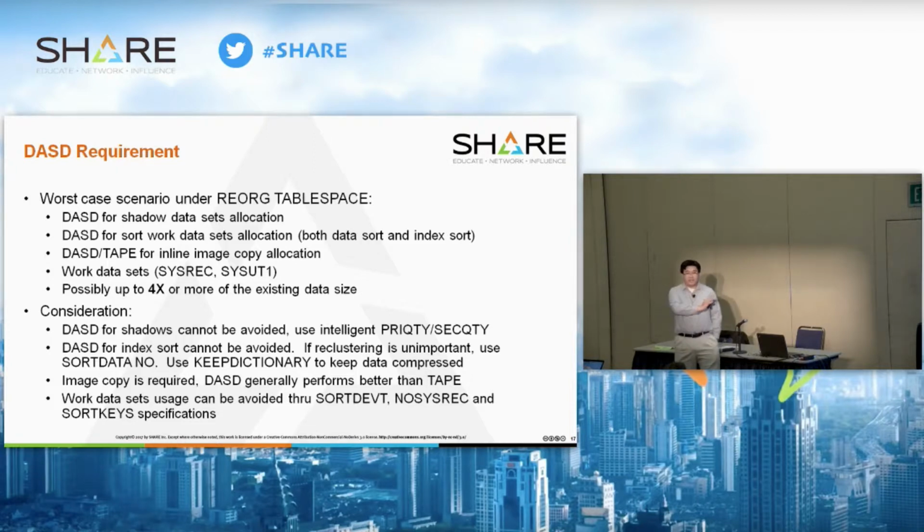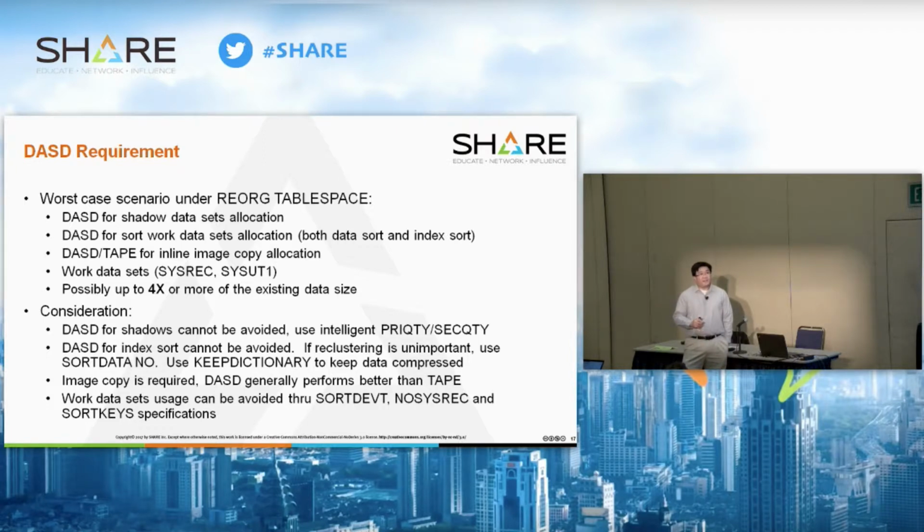So I'm talking about the worst case scenario here. And typically, I'm talking about REORG TABLESPACE SHRLEVEL CHANGE, which is, I think, the prevalent variety that you're running out there. So first of all, we need the disk space for the shadow data sets. You can't avoid it. You have to have all the data reorganized in the shadow data set. And then when you sort the data, we also need a sort work data set to hold the index keys being sorted. So that's another set of data sets. Image copy is required when you're running an online reorg utility. So that's the first set of data sets that you need to allocate.